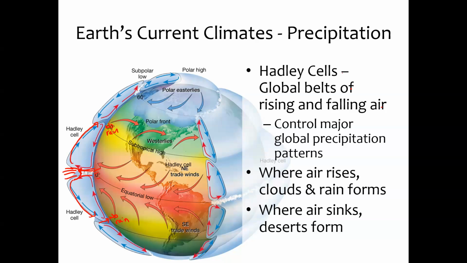Those big belts of rising and falling air have big influences on precipitation patterns on Earth's surface and make it so that the equator tends to be much wetter and the subtropics tend, not always, but tend to be much drier. You can see one big example here in the American South.